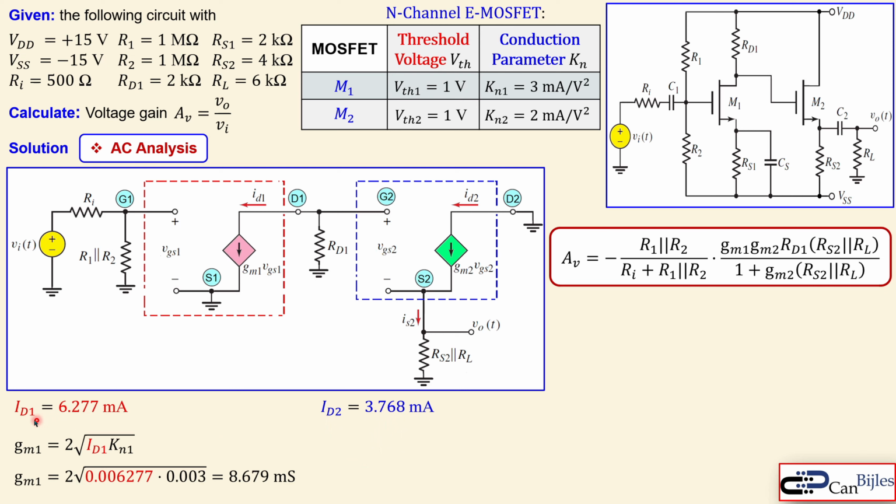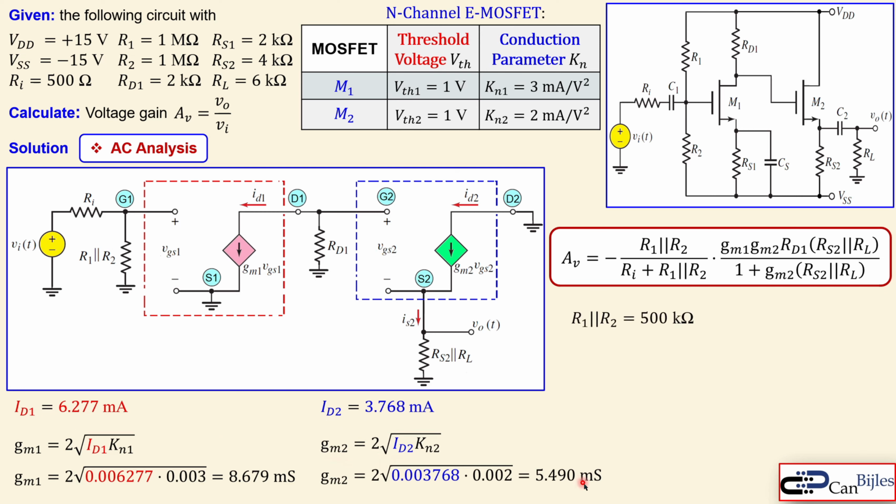In a similar form for the ID2 using GM2, you get now this. So how much is that? It's 5.490 millisiemens. Now we also need the parallel combination of R1 and R2. That's just these two resistors, 1 megaohm and 1 megaohm. Of course, the parallel combination will be just half, because they are equal to each other. It will be 500 kilohms.